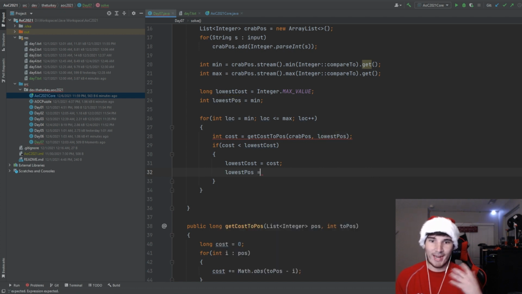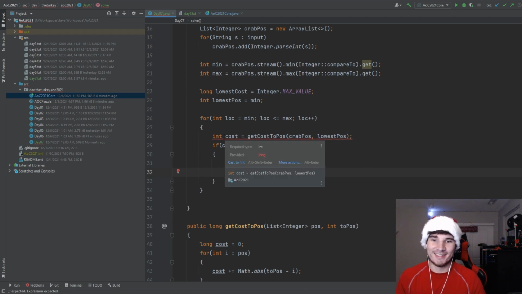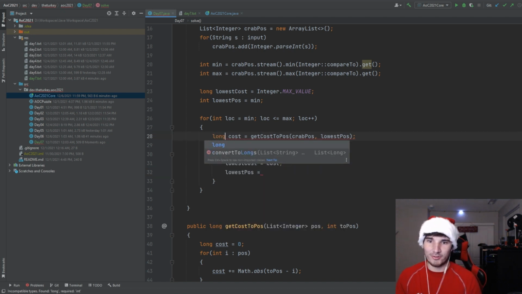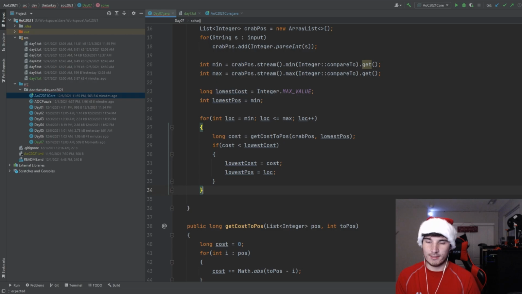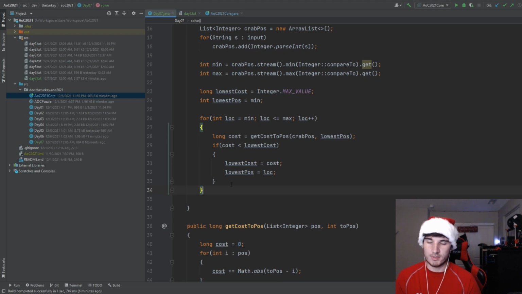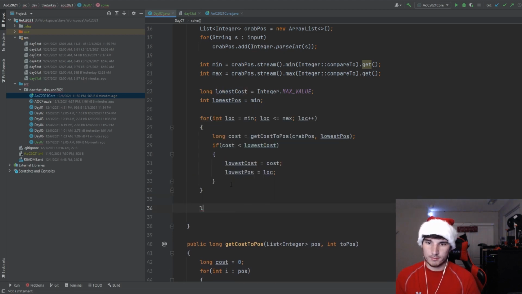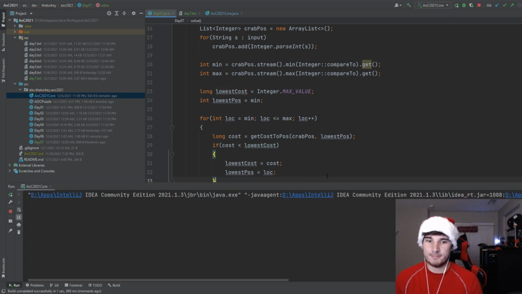Again, this is the naive way. I feel like it's gonna, again, cost us, ha ha ha, in the long run, or maybe in maybe this part, maybe the next part. What's it wanting? How much fuel do they spend to align at that position? Okay, so we just want lowest cost. Shall we see? What happens if we run this? What do we get?